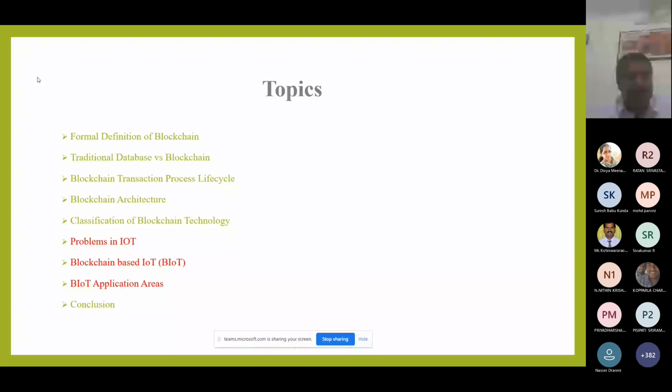We all have heard about Bitcoin, isn't it? So I'll be taking the example of Bitcoin and understand how this process life cycle of blockchain is actually executed. Moving on to the architecture and classification of blockchain technology, and if time permits, we will also be seeing the problems in IoT, some blockchain-based IoT applications, and finally we'll conclude the need for blockchain in terms of data privacy. So these are the topics that we'll be seeing today.